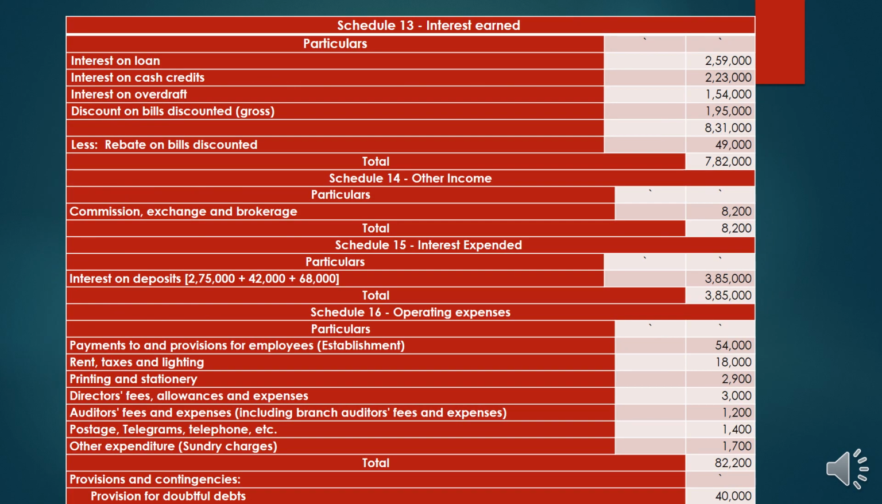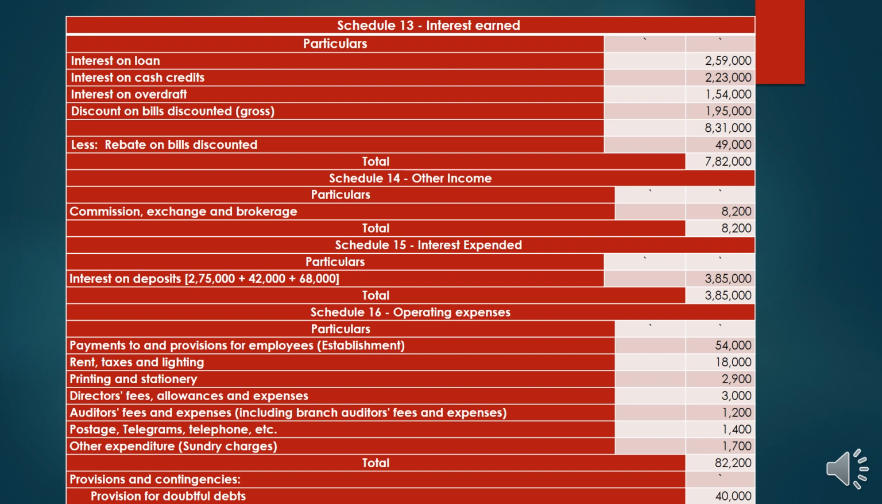Look at the various schedules. Schedule number 13, interest earned, interest on loan, interest on cash credit, interest on overdrafts. Next we have discount on bills discounted, amount charged against current accounts, rebate on bills. Bills discounted is 49,000 and the total discount on bills discounted 1,95,000.